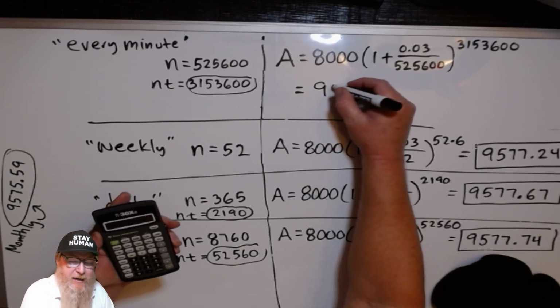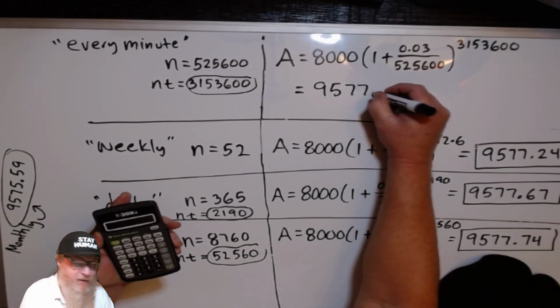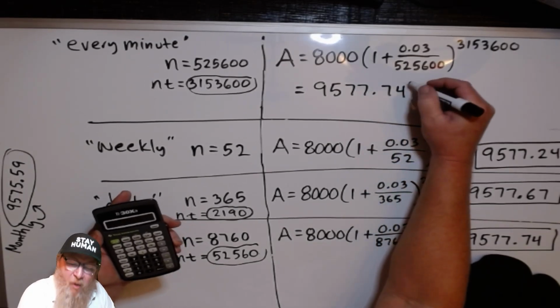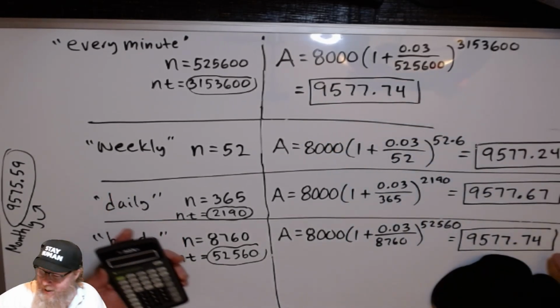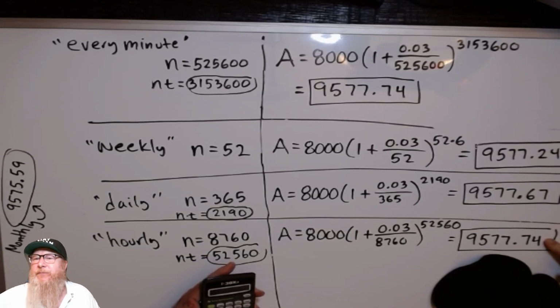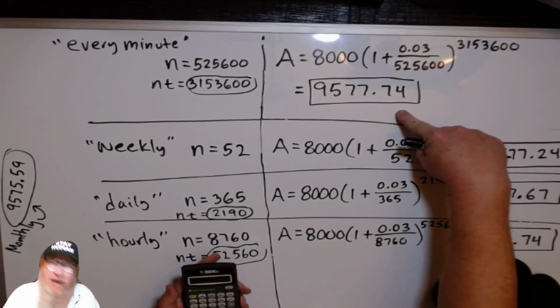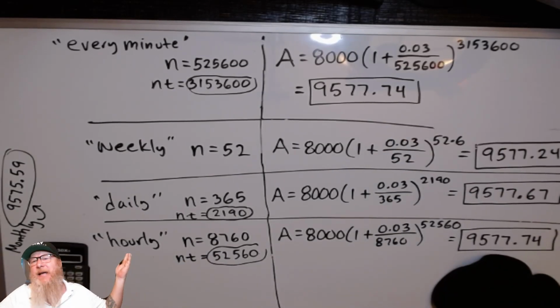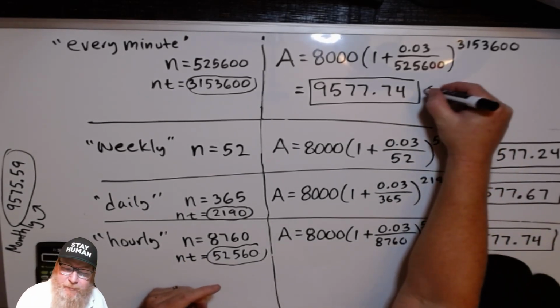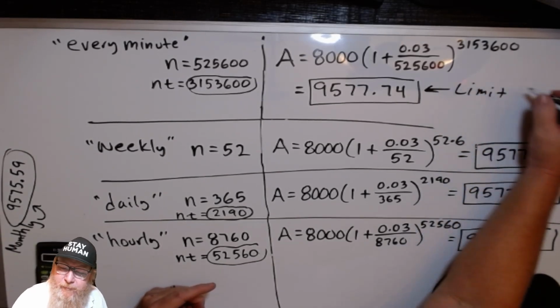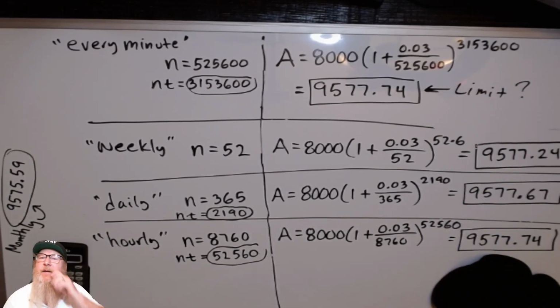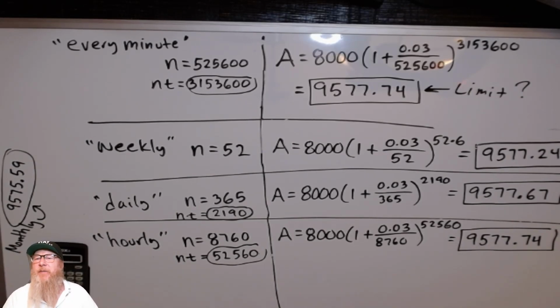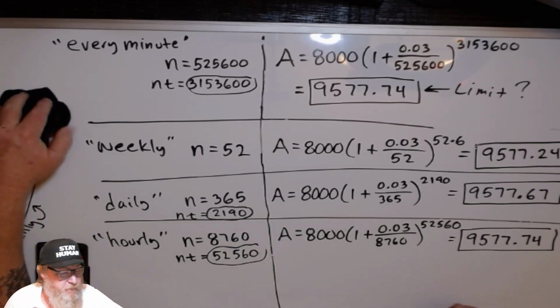So I'm going to get 9,577.74 now. I got one. Oh, it's the same. I thought I got an extra penny. I got super excited, right? So that's it. We've reached the limit. Yeah. You're not going to get more than that 74 cents. It's never going to round any higher than 74.